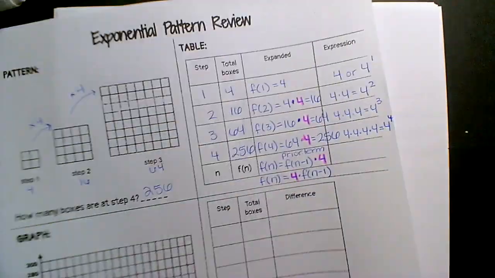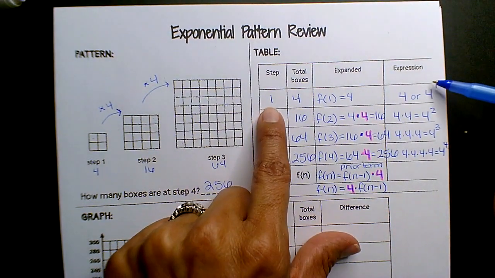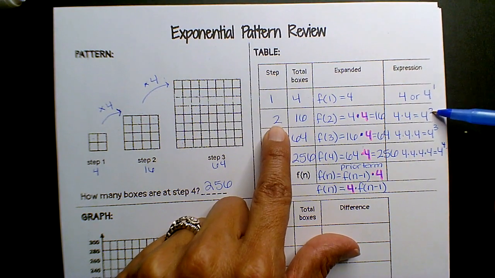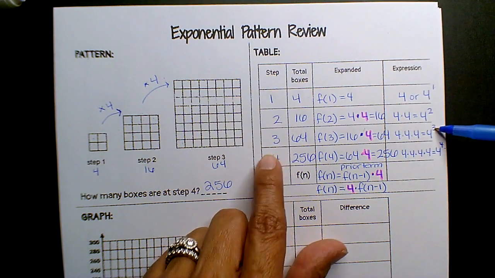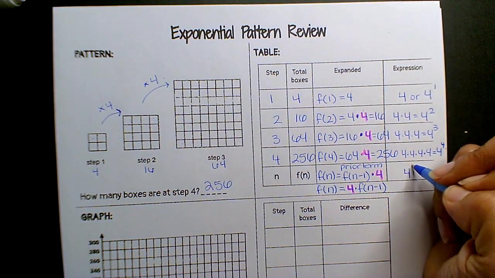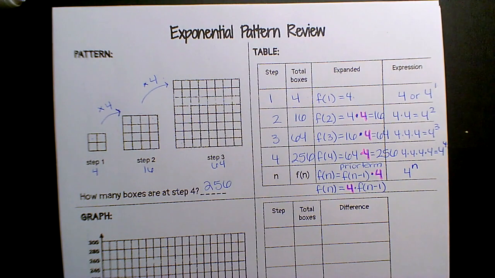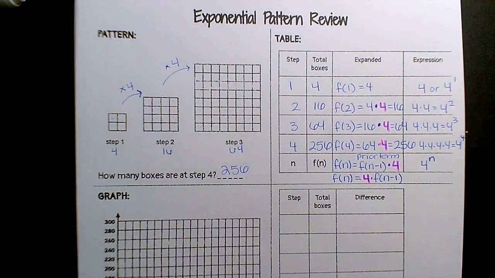Okay. And so what's changing is the first step, there's your 1. The second step, there's your 2. The third step, there's my 3. The fourth, there's my 4. So it's really 4 to that n power, right? That's kind of your exponent. Okay, so I'll leave it.